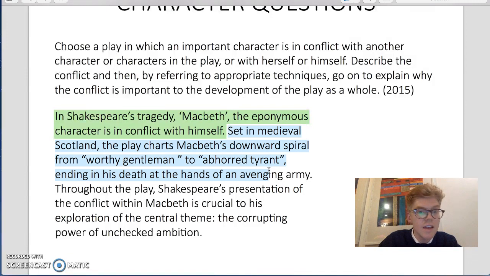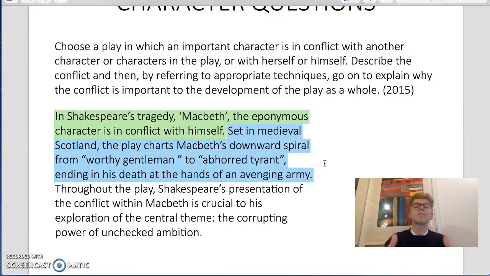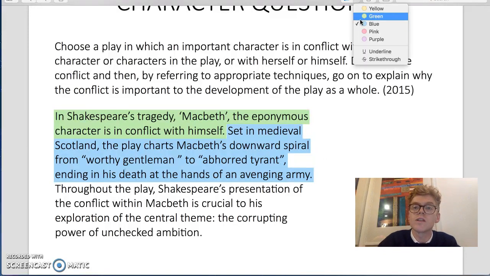Second sentence, again, it's a slightly different expression this time, but it's the same thing. It's a one-sentence plot summary of the play. Set in medieval Scotland, the play charts Macbeth's downward spiral from worthy gentleman to abhorred tyrant, ending in his death at the hands of an avenging army. There's our one-sentence plot summary.